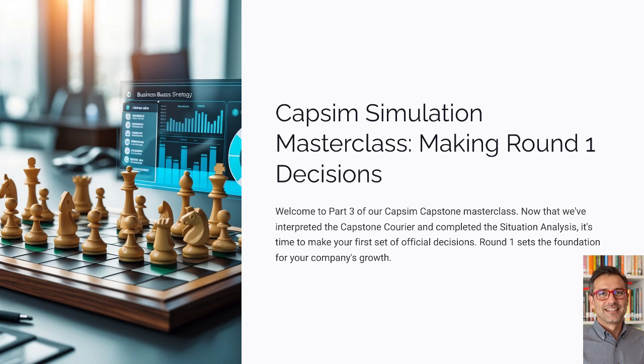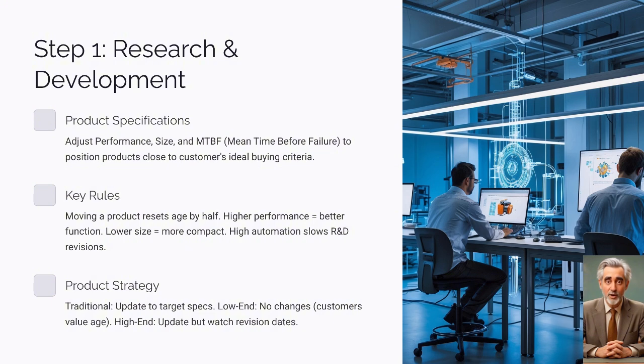Let's begin with R&D. Step 1, Research and Development. In R&D, you're adjusting your product specifications: performance, size, and MTBF, mean time before failure. Your goal is to position each product as close as possible to the customer's ideal buying criteria for round 1. Key rules to remember: moving a product on the perceptual map resets its age by half. Higher performance equals better function. Lower size equals more compact. R&D revisions take longer if automation is high.